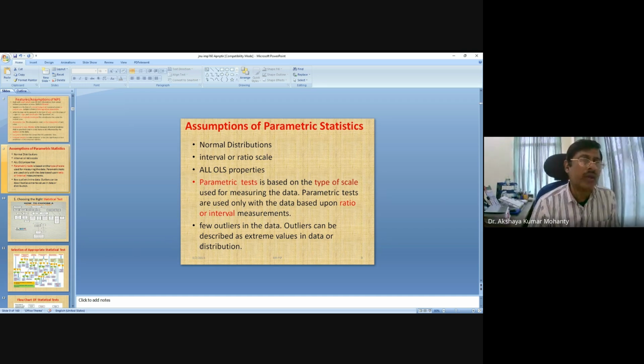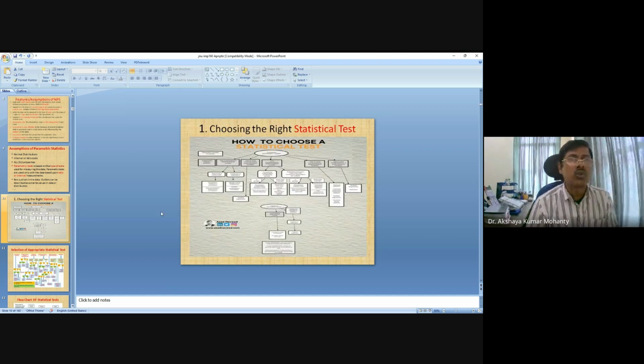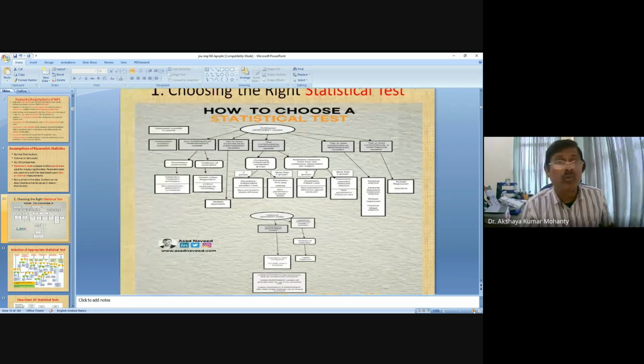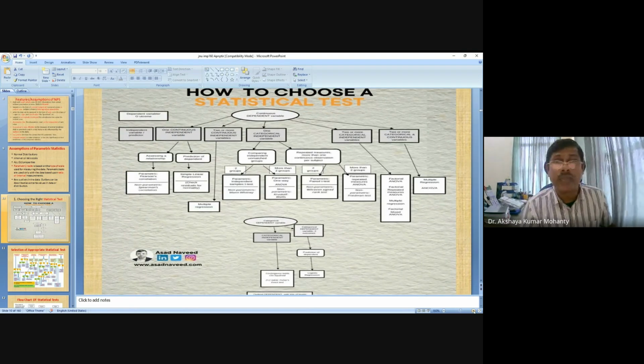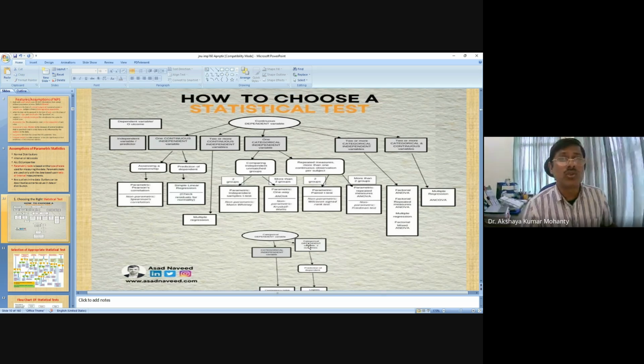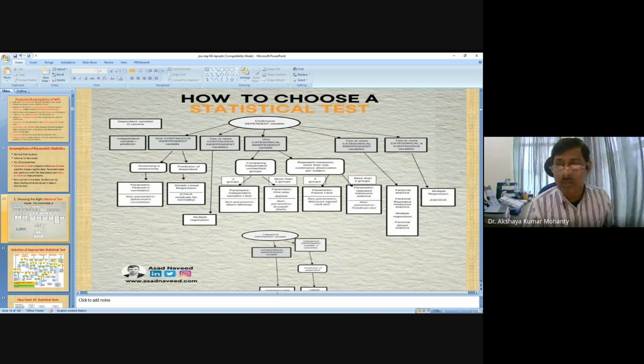So now we have to proceed to our main lecture, that means the first lecture and the first point of the lecture, that is choosing the right statistical test. Now let me zoom in, because it is very small to see. So now I am zooming it. So now we can see it. Now, how to choose a statistical test. Under this I have divided.